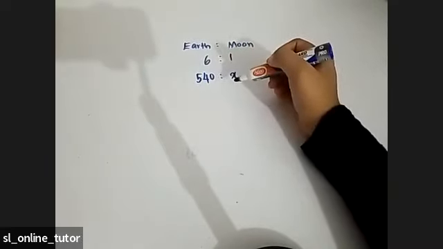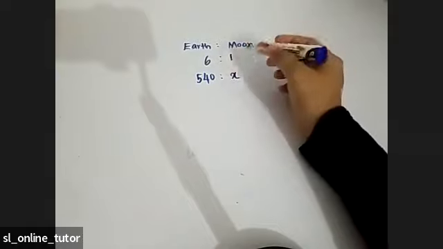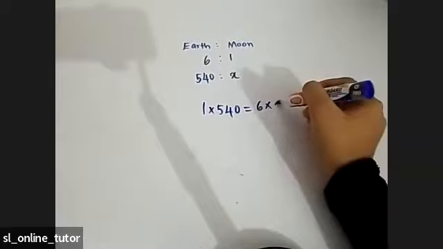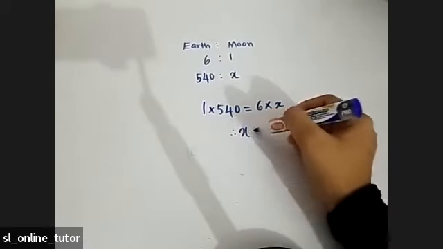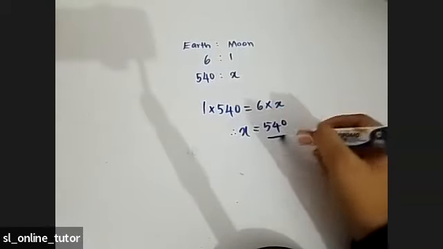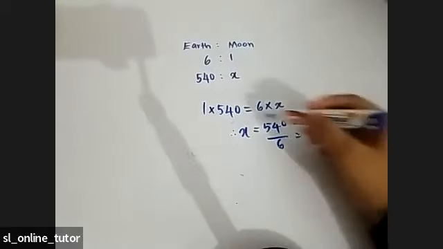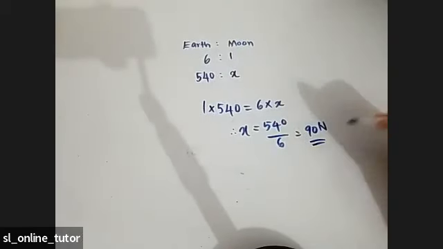So this is easy, not difficult. You can do cross multiplication. 1 multiplied by 540 is equal to 6 multiplied by x. Therefore, x is equal to 540 divided by 6, that is equal to 90. It comes in Newton. This is the answer.